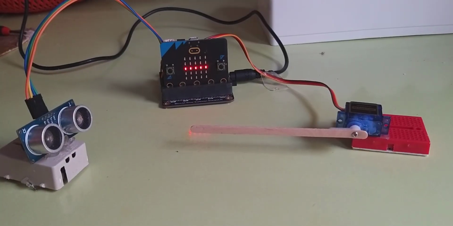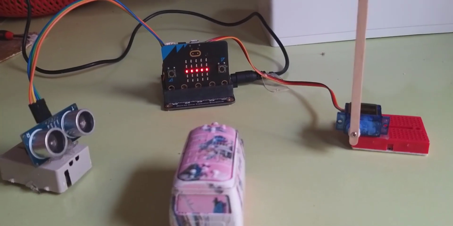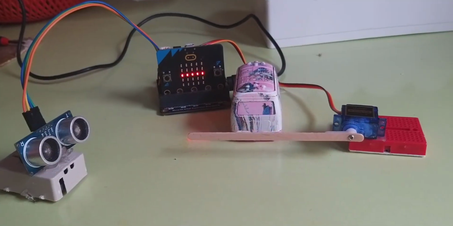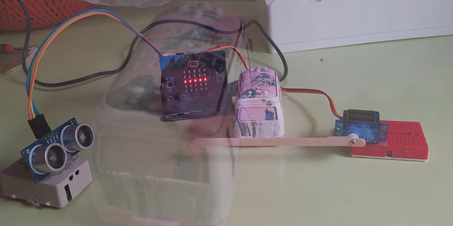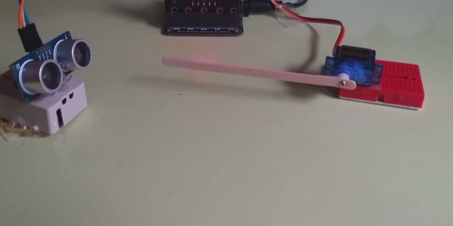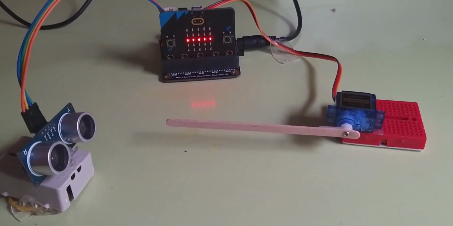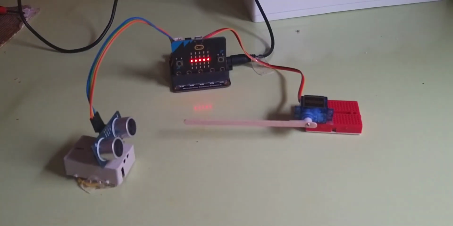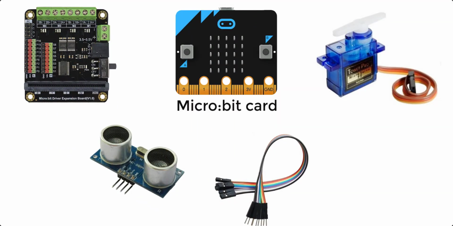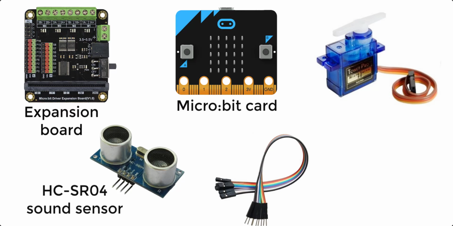In this project, we'll simulate an automated parking barrier using Microbit. Our barrier opens using a servo motor when the HCSR04 sound sensor detects a vehicle and closes automatically when it doesn't.